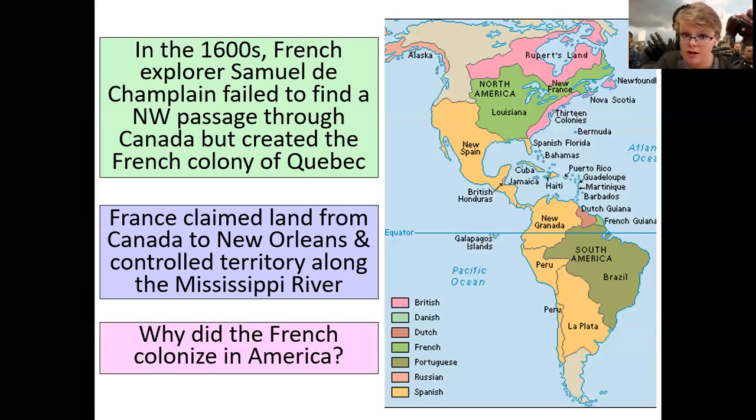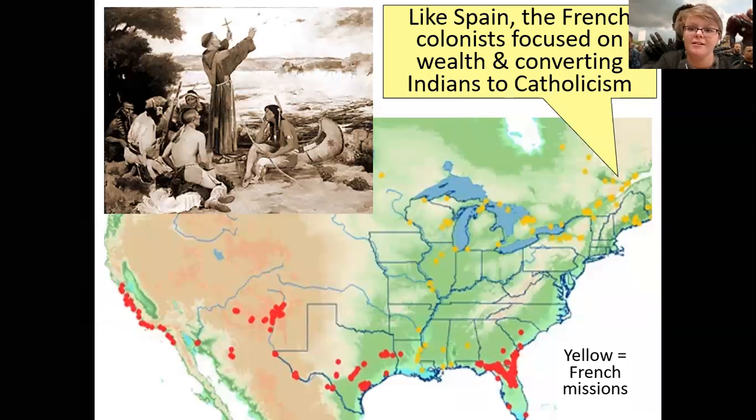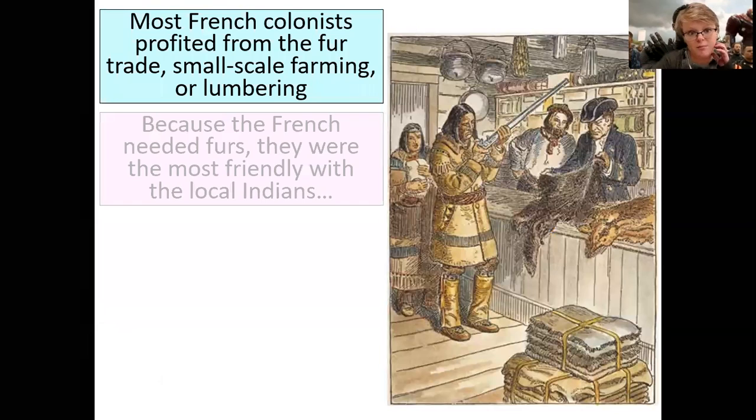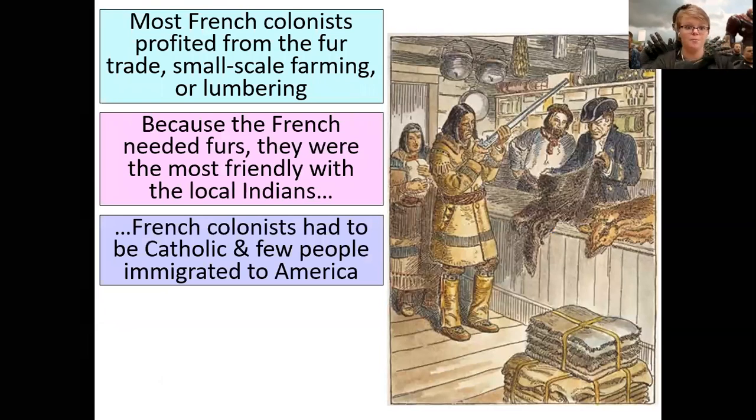Why did the French colonize in America? I'm glad you asked. Like Spain, they focused on wealth and converting Indians to Catholicism. So they saw it as more of a land grab and more of there's trade here. So most French colonists profited from the fur trade, small scale farming, or lumbering. Because the French needed furs, they were most friendly with the local Indians, and the colonists had to be Catholic, and few people immigrated to America.